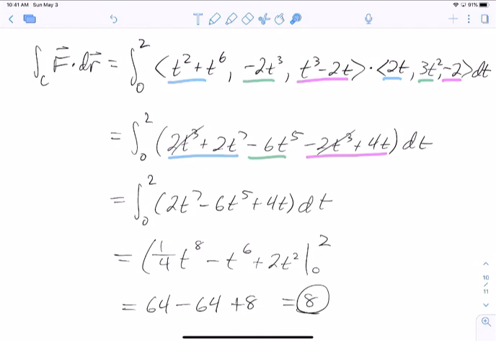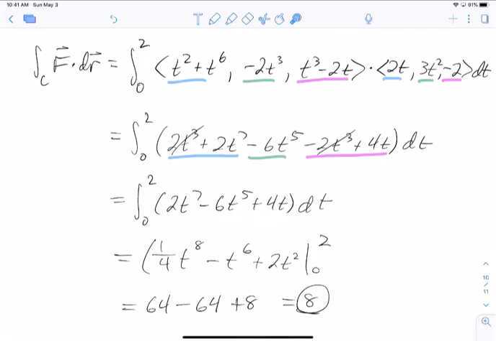So the dot product multiplies the x components together. That gives us 2t cubed plus t to the seventh. The y components together, giving us negative 6t to the fifth. And the z components together, giving us negative 2t cubed plus 4t. We see that the 2t cubes will subtract out. We're left with 2t to the seventh minus 6t to the fifth plus 4t.